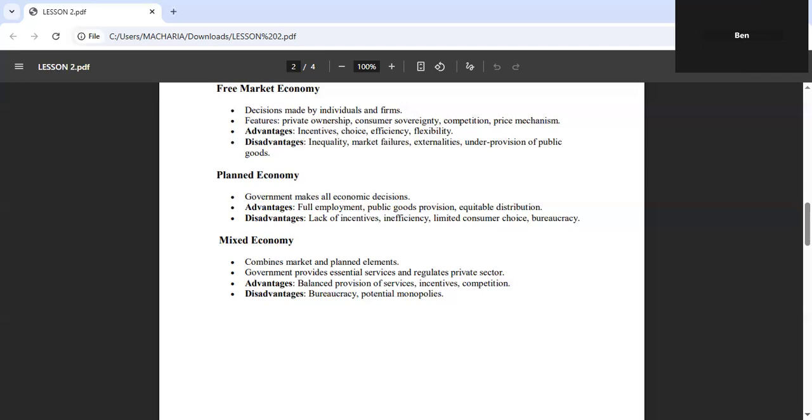In a mixed economy, it combines the two. It combines the market and planned economy. Government provides essential services and regulates private sectors. The example is the bank. Some of the banks are within the mixed economy. There are those which are privately owned and there are those which are publicly owned. So they operate under a mixed economy.